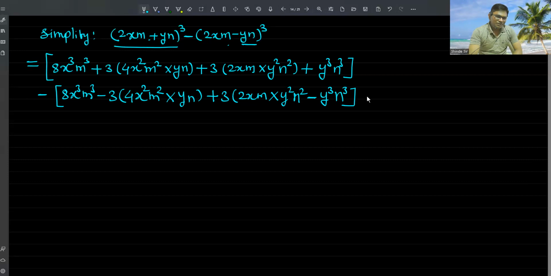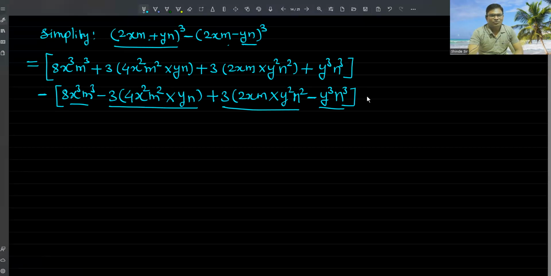Now we have this negative sign just outside the bracket. So this negative sign or negative one will multiply each term in this bracket. So we have 4 terms in this bracket. And these are those 4 terms.